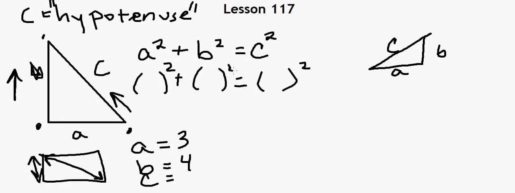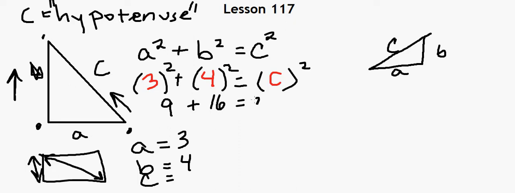Okay, you see what I got here? I got the Pythagorean theorem with open spaces for the values for A, B, and C. Now let's plug in our values: 3, 4, and we don't know C. 3 squared is, now we can lose the parentheses and say 9, plus 4 squared is 16.